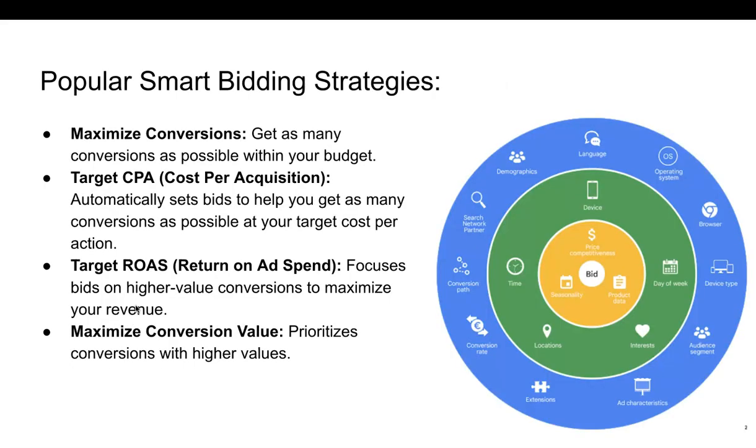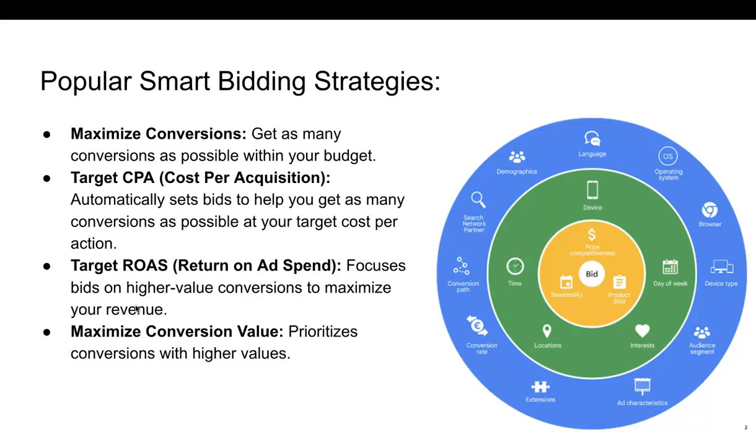So, what are some popular smart bidding strategies? Well, the first one is maximum conversions, which gets as many conversions as possible for your budget. Next, we have the target cost per acquisition, CPA, which automatically sets bids to help you get as many conversions as possible at your target cost per action.